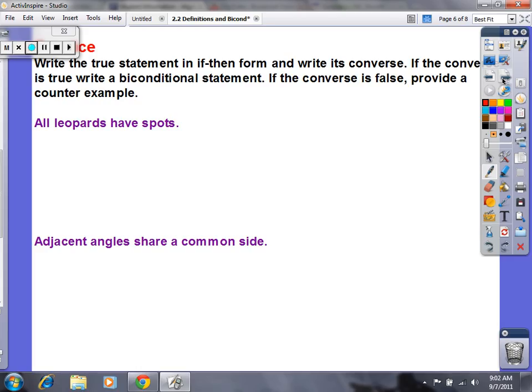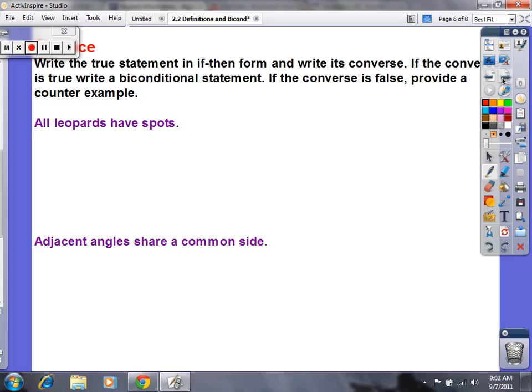So all leopards have spots. Is that a true statement? All leopards have spots? Yeah, that's probably true. Maybe there's some freak leopard that doesn't have spots. So maybe it might be false. But let's change this to a conditional statement.